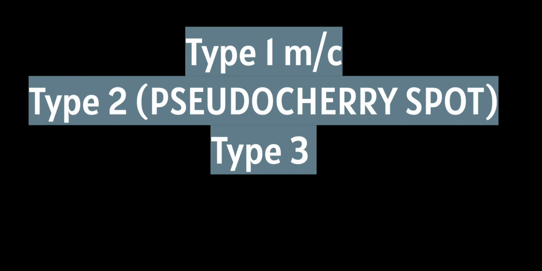And rarely it is assumed that type 2 Gaucher's disease shows the presence of cherry red spot, which is termed as pseudo-cherry spot. Now, how do you do the Gaucher's disease diagnosis?